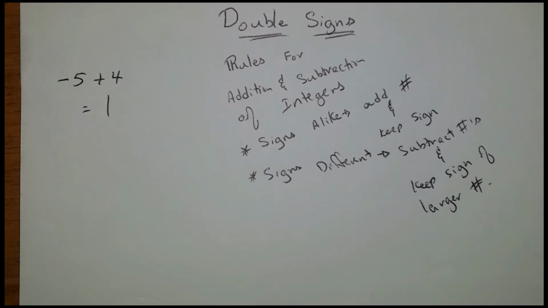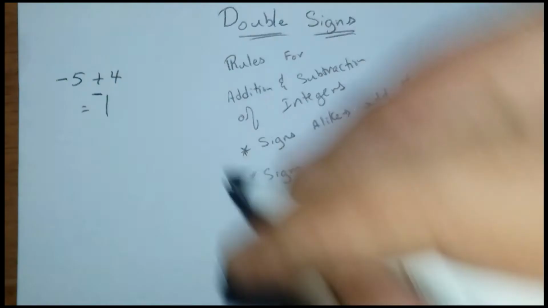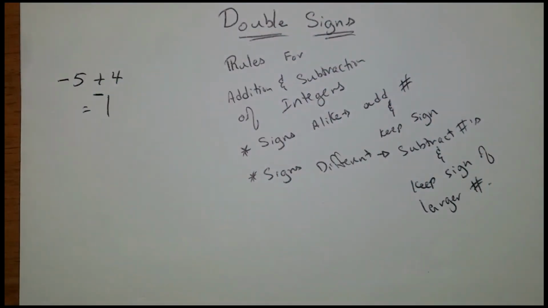Then it says that if signs are different, you subtract the numbers and you keep the sign of the larger number. Between the two of those numbers, which one is the larger number? Is 4 larger than 5 or 5 larger than 4? In this case, we can see that 5 is larger than 4, so the 5 is negative, so that means my answer should be negative. This is one of the ways of working out this one.